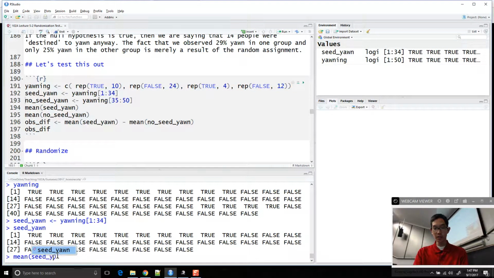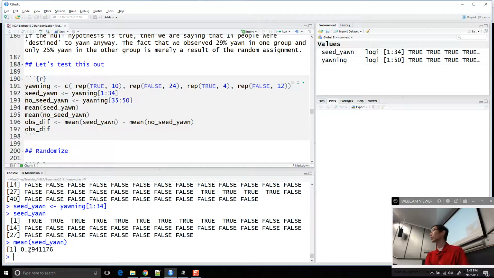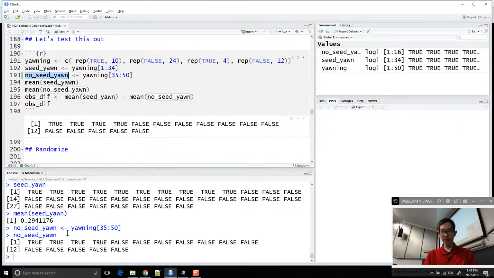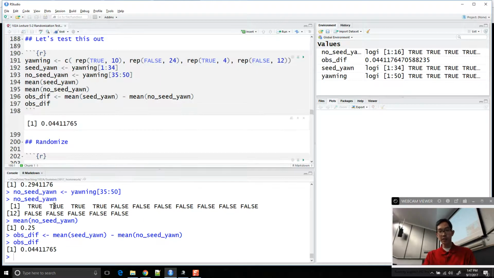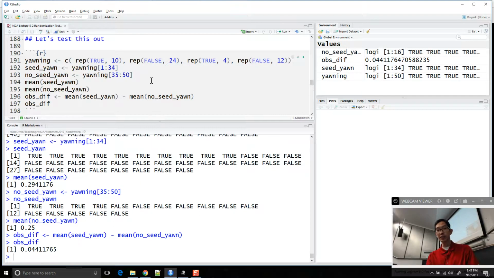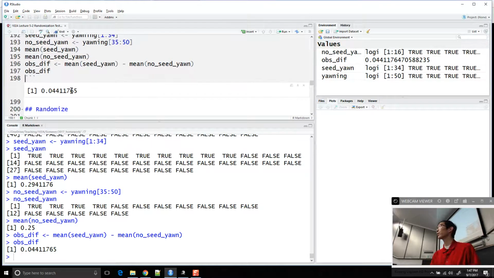So I can ask, what's the mean of seed yawn? That says 29% out of those 34 people. Then for the no seed yawn group, we have 4 out of 16, and the mean of that is 25%. So the observed difference in proportions is 29.4% minus 25%, a difference of 4.4%. This is the data that we have. Our observed difference is about 4%.